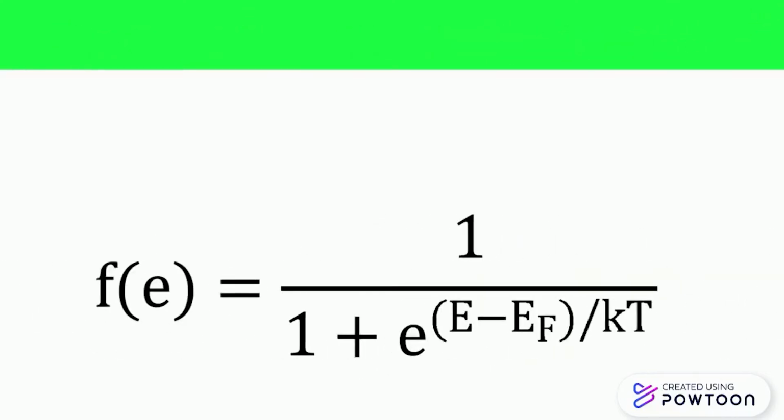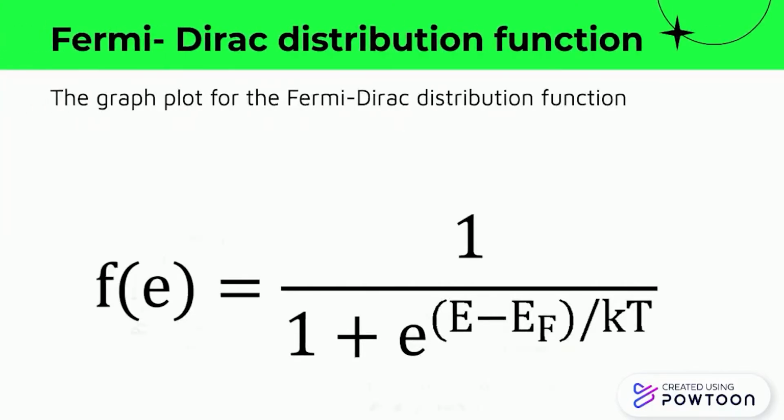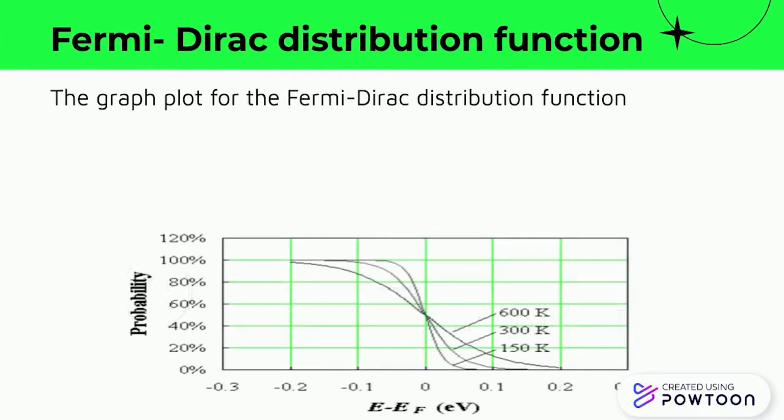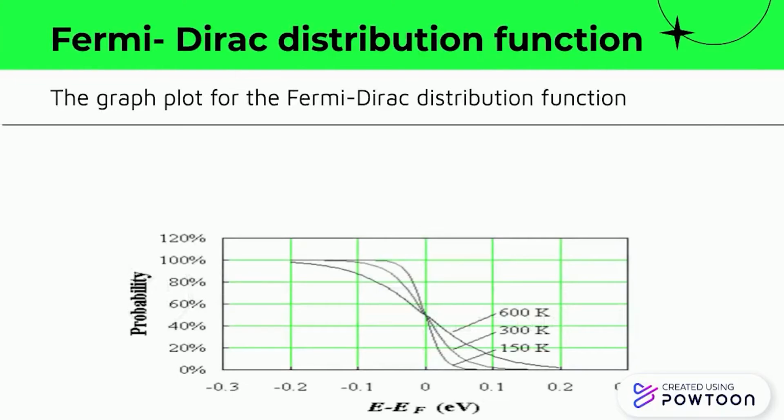So what can we do with this function? Well, for one, we can plot a graph to see what the probability of the transition is. So at high temperatures, the transition is more erratic compared to lower temperatures.